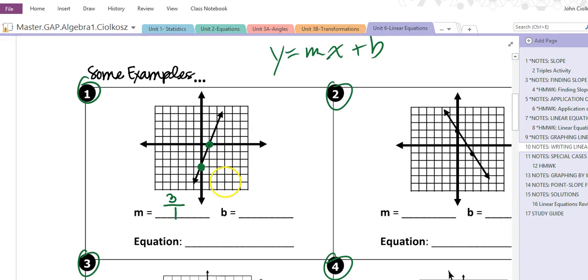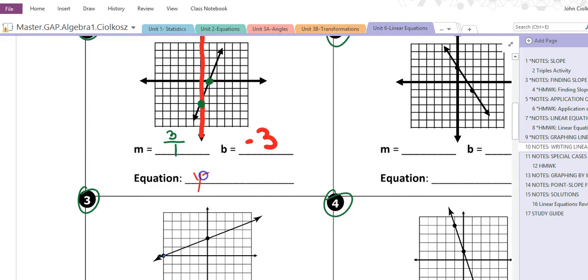My b represents where I cross the y-axis. So this is the y-axis. And it looks like I'm crossing right here. So that's at the point negative 1, 2, 3. So it's negative 3. So my equation, y equals m, or you could just put 3 there, either way is fine. X, it's negative 3, so minus 3.